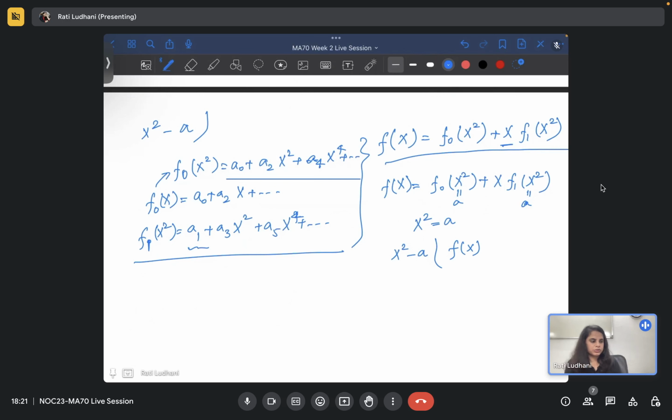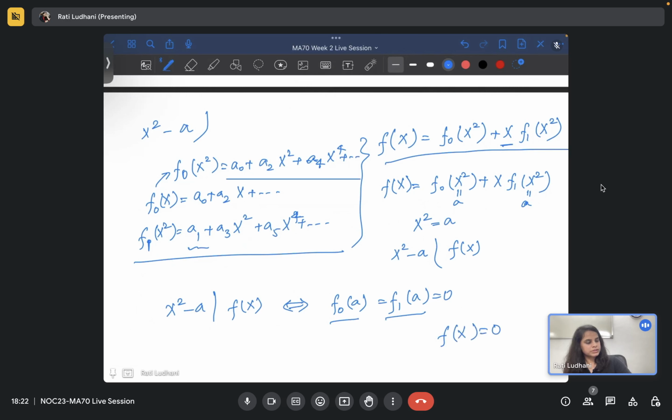How will you proceed? So we need to prove x square minus a divides f(x) if and only if f0 of a and f1 of a are equal to 0. So if you have f0 of a equal to 0 and f1 of a equal to 0, then f(x) is equal to 0. So that means x square minus a divides that.